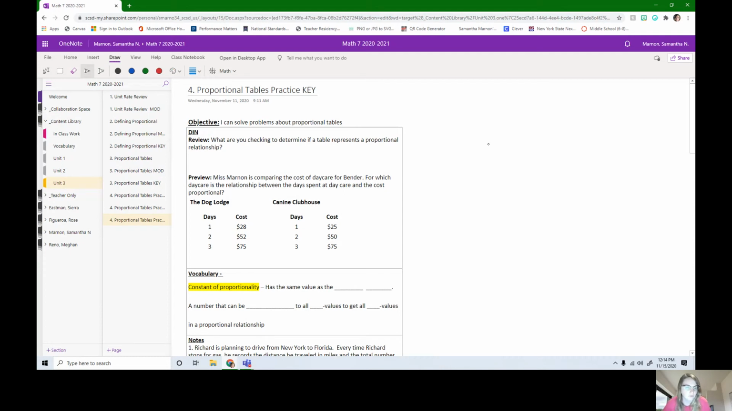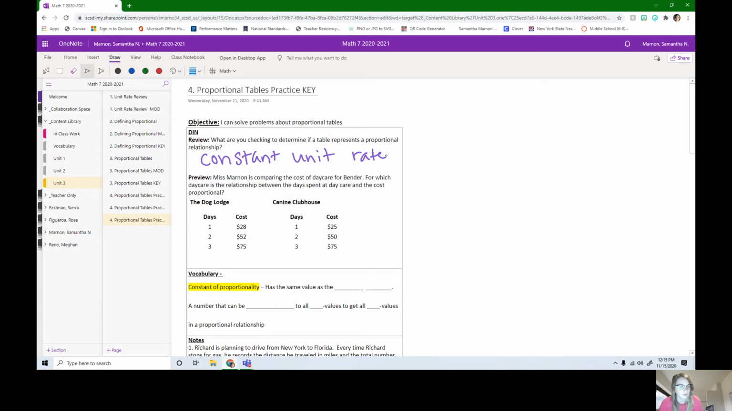So for our review question, what are you checking to determine if a table represents a proportional relationship? You can look back at your notes, pause this video, and put my 3 favorite words for this review question. Okay, so if you already filled this in, you should have been looking for a constant unit rate. My 3 favorite words. So anytime we're looking for something to be proportional, we're looking for a constant unit rate.